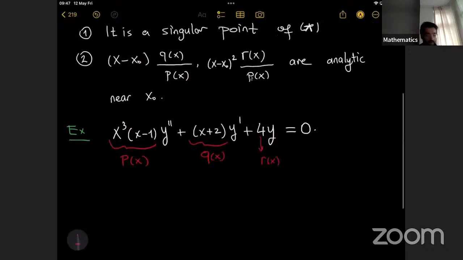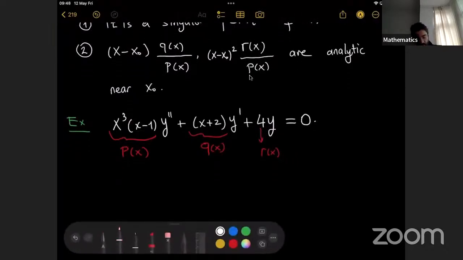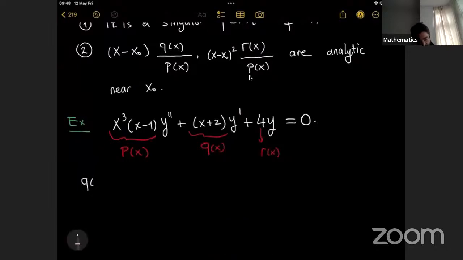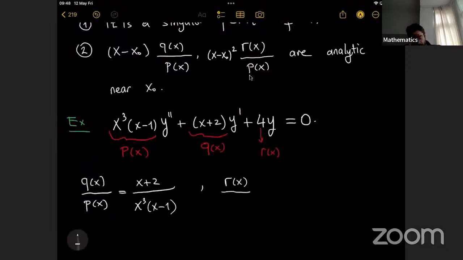Okay. So we check q over p and r over p. Q over p is x plus 2 over x cubed times x minus 1. And r over p is 4 over x cubed times x minus 1.